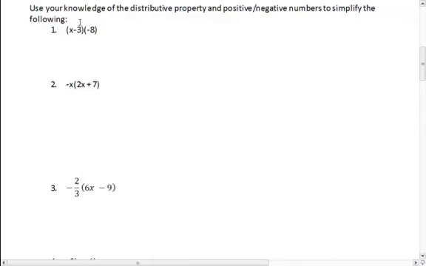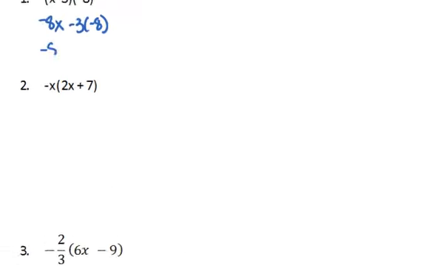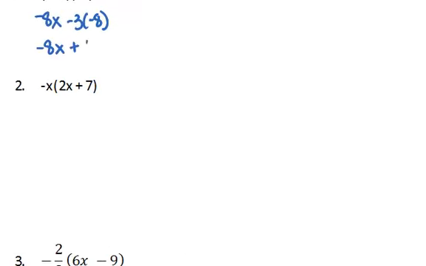For number 1, we want to distribute the negative 8 to both the x and the minus 3. So we end up with negative 8 times x minus 3 times negative 8, or negative 8x plus 24. Remember that a negative times a negative gives us a positive.